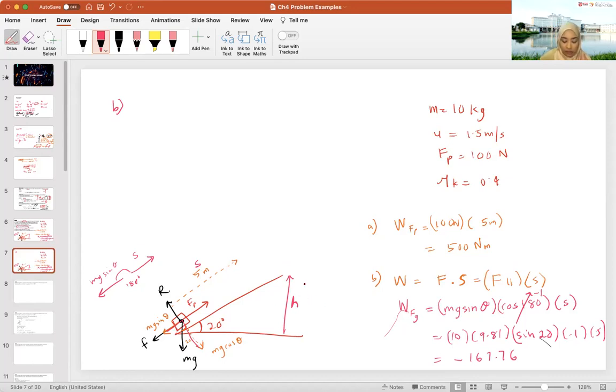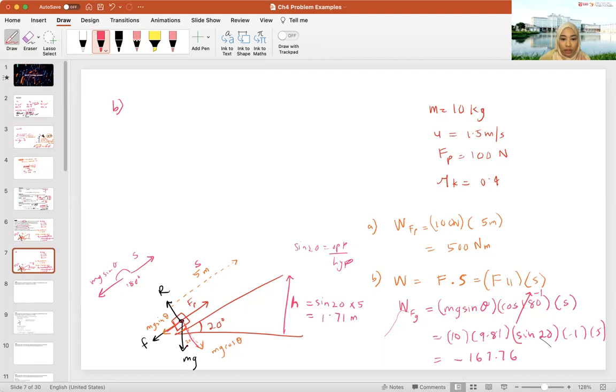So the height here is sine of 20 times 5. Right? Opposite over hypotenuse, yes. So sine 20 times 5 is going to give you a height of 1.71. How did I get this? Sine 20 is opposite over hypotenuse. Opposite is the height, hypotenuse is 5. Our incline's length is 5. So I got 1.71 meter.